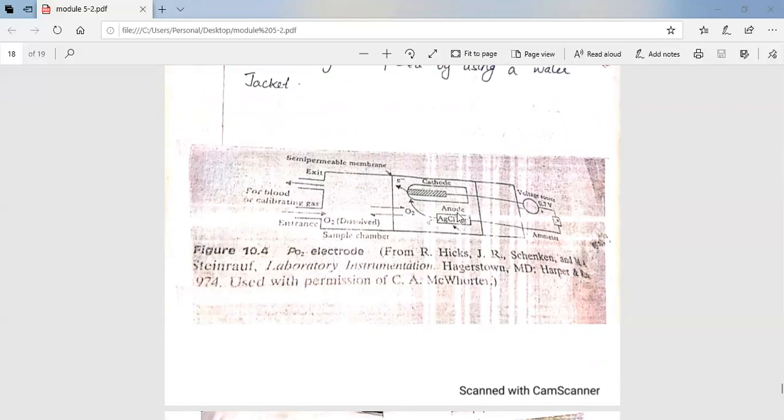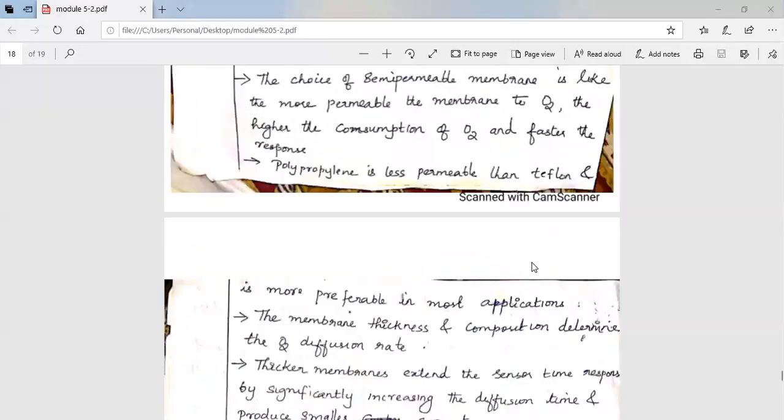We can determine the value of PO2 by measuring the flow of current through the external circuit connecting the electrodes, which is proportional to PO2. When the PO2 level is 0, what happens? The current still flows in the circuit, and this current is called background current. The more permeable the membrane is to O2, the higher the consumption of O2 and the faster the response. This is how PO2 is measured.